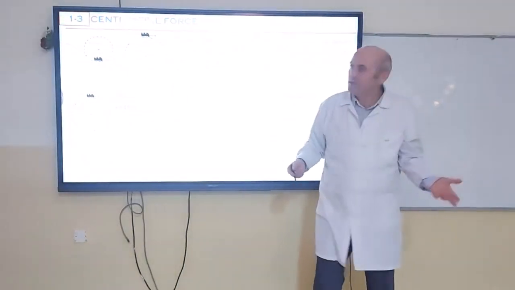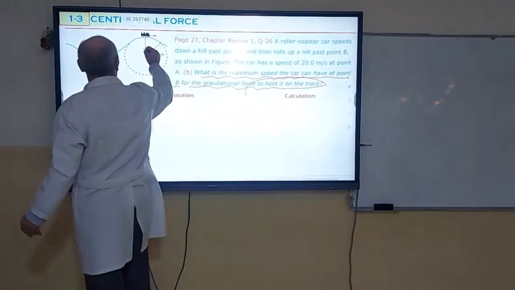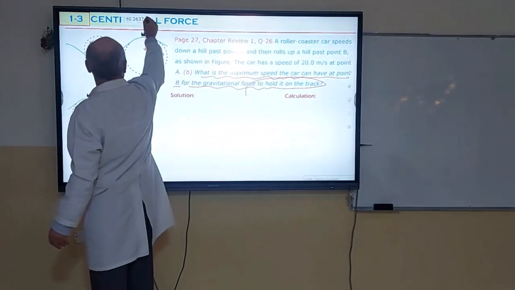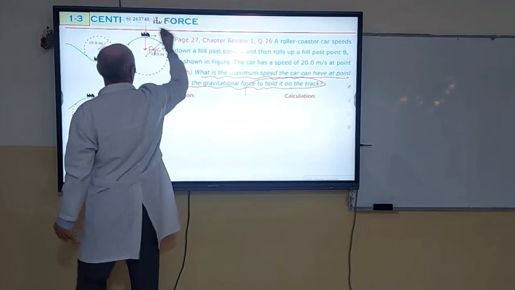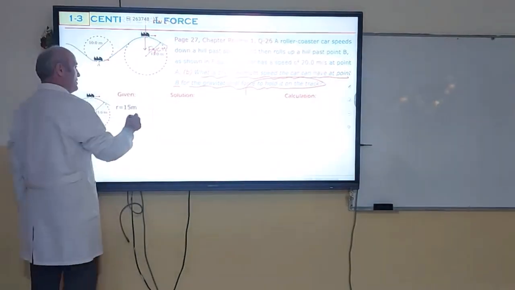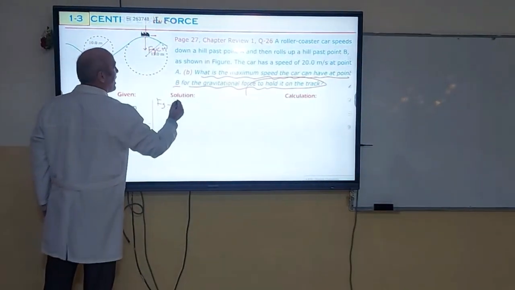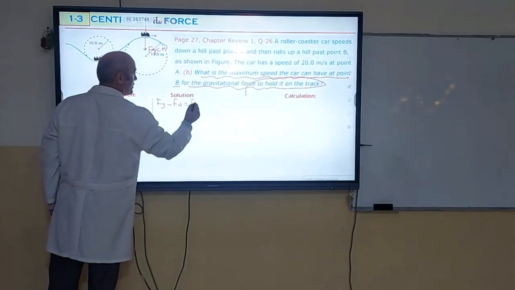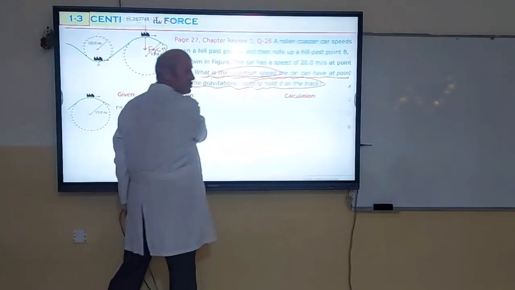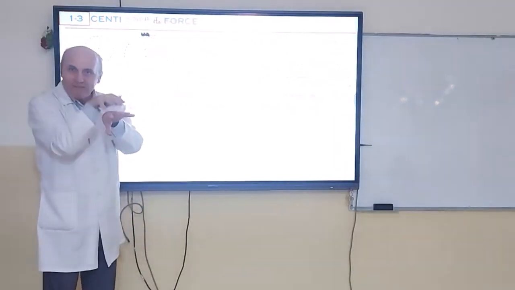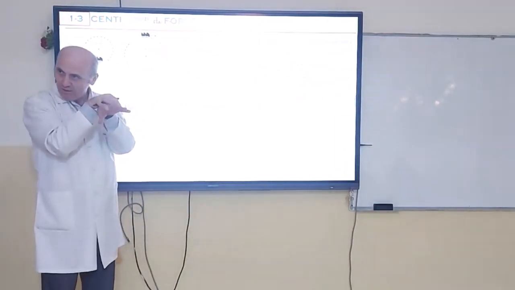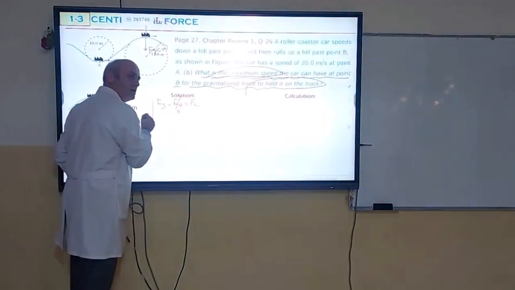What is the reason for this? Because at that position, as I said, Fg is positive and Fn is negative. So Fg minus Fn is the centripetal force. When speed becomes maximum, the car goes over the track but is not touching the track. That's why Fn becomes 0.